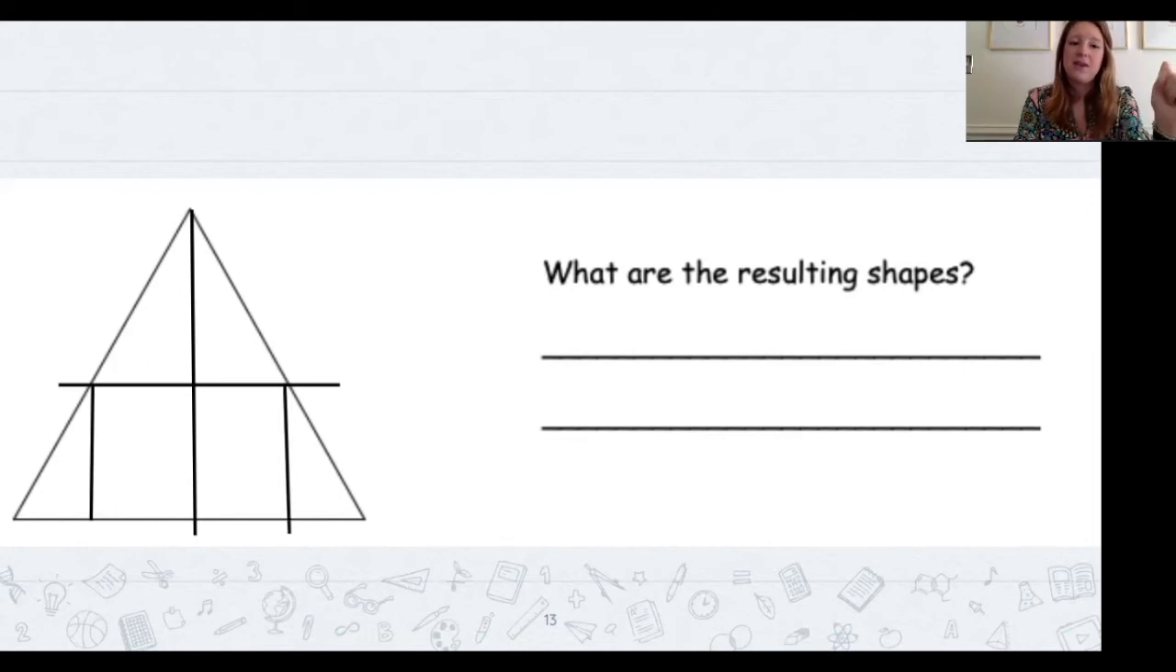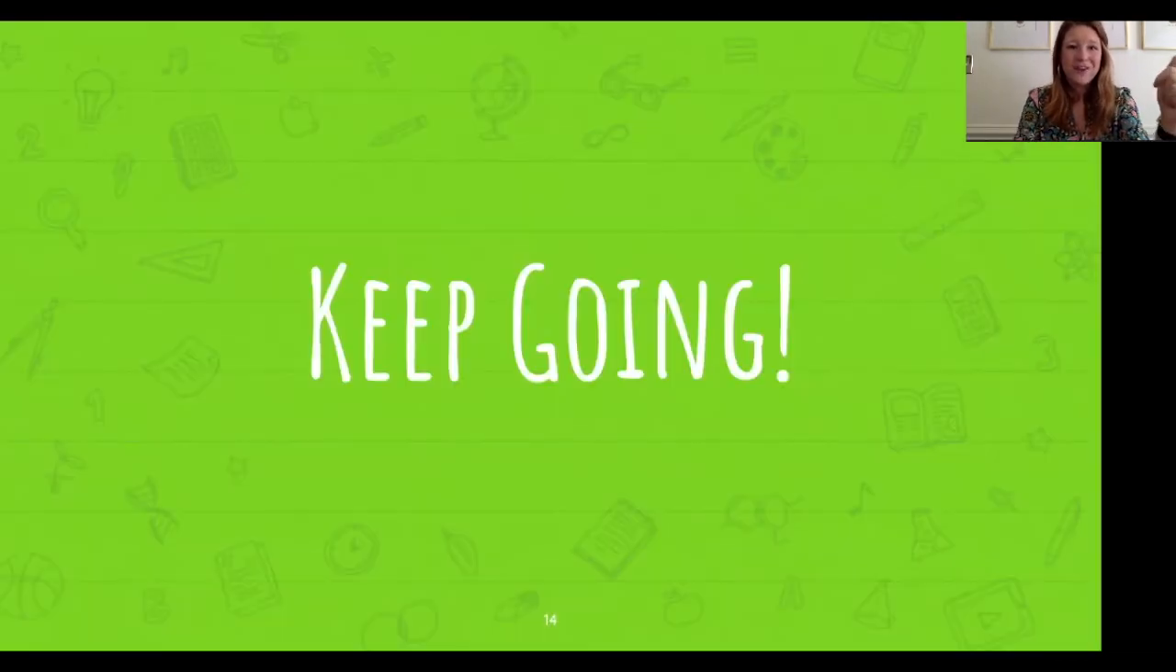And then I did the same thing on the other side. So now I have 4 triangles and 2 quadrilaterals that I created just by dividing the triangle that we started with, by subdividing it.